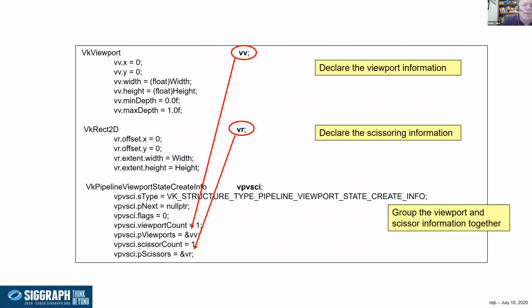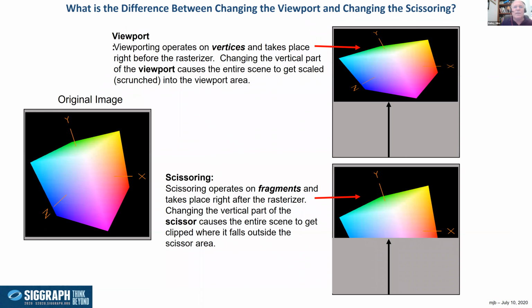And that's there. Viewport information. Yeah, this is like glViewport in OpenGL. That goes here. Oh, and there's scissoring information too. And there's a big confusion usually. What's the difference between viewporting and scissoring?